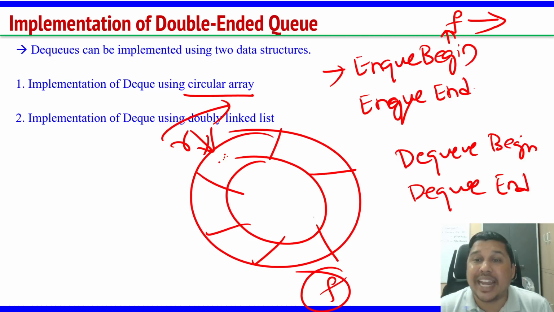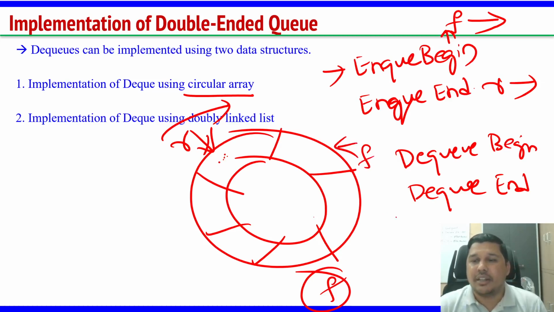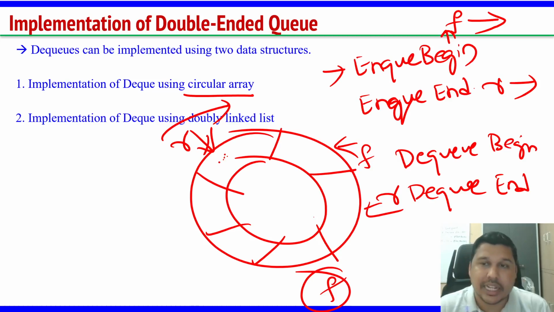NQ at end means I have to insert at the rear end, so I have to move my rear forward. In the same way, DQ begin means delete. This is normal: you reduce your front. And DQ end means you have to move your rear, reduce it, right? So in a circular queue, a normal queue and this double-ended queue, everything else is the same. The only thing is you have to write 4 functions here: NQ at the beginning, NQ at the end, DQ at the beginning, DQ at the end. Okay, so it's again a small modification. You know how to write it.